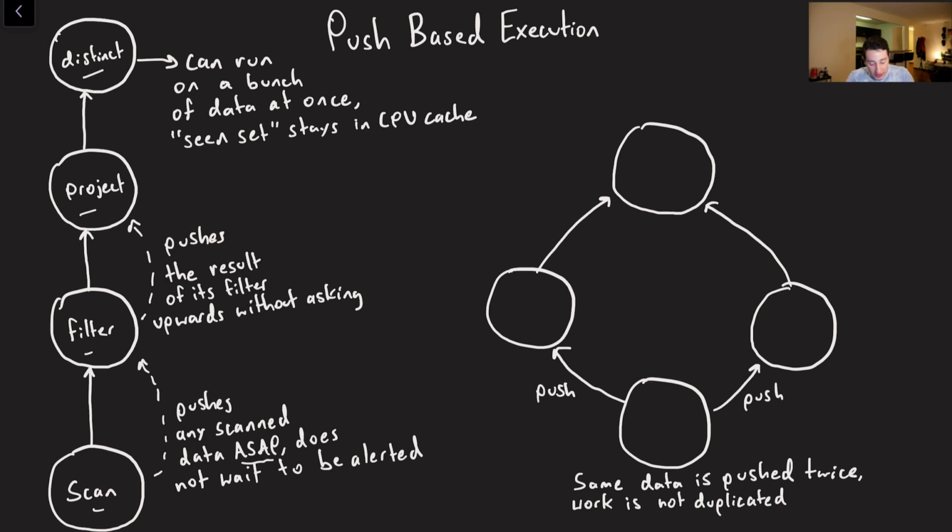It doesn't have to wait on the filter operator to trigger this, and it just starts pushing data up here. Same thing goes for filter. Filter is going to push a bunch of elements as it's getting them from the scan table up to the project. Project is then going to do the same thing to the distinct operator.